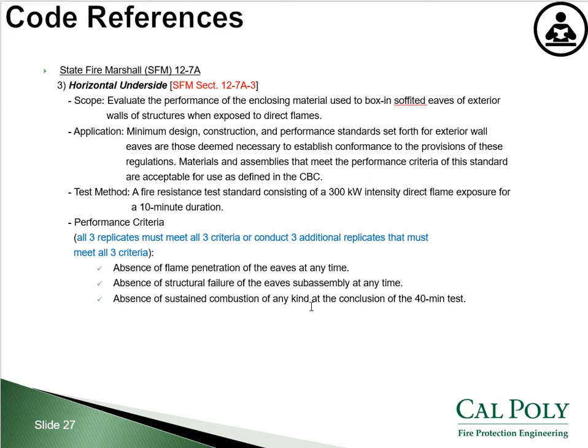In comparing the two fire resistance testing standards, they are quite similar with 3 exceptions: how the testing specimens are prepared, how the burner is positioned, and how the performance criteria are accepted. The main difference is that SFM requires all 3 replicates to meet all 3 criteria, and if one fails, 3 additional replicates must be performed and meet all 3 criteria as well. Whereas, if you remember, E2957 only requires at least 1 replicate to meet all 3 criteria.